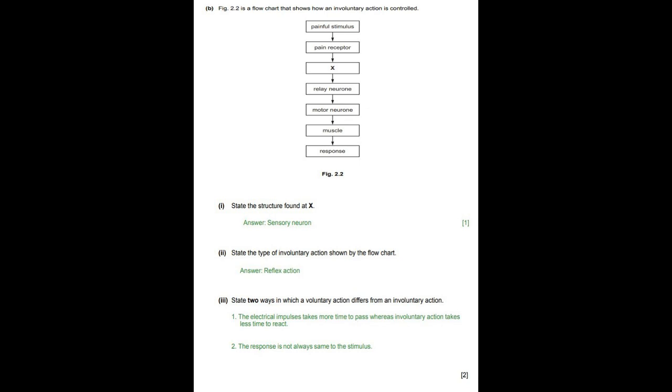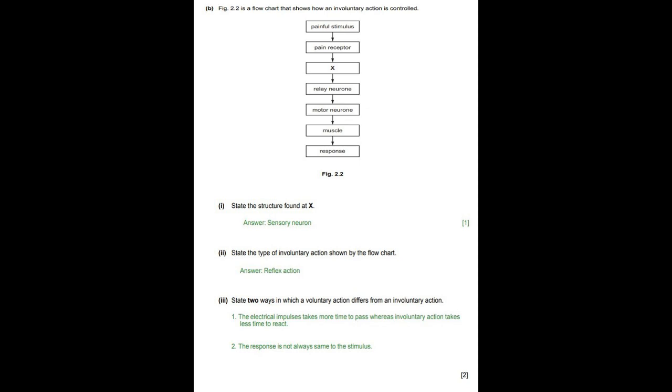Figure 2.2 is a flow chart that shows how an involuntary action is controlled. Painful stimulus, pain receptor, X, relay neuron, motor neuron, muscle, and response. B1. State the structure found at X. So the answer is sensory neuron. State the type of involuntary action shown by the flow chart. They asked what is the another name of involuntary action. So the another name of involuntary action is reflex action.